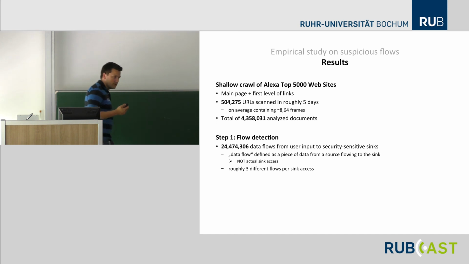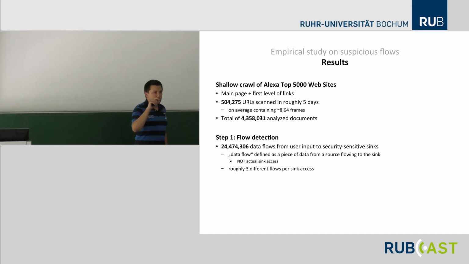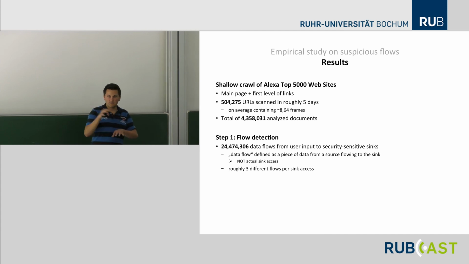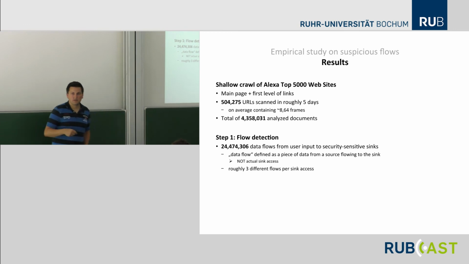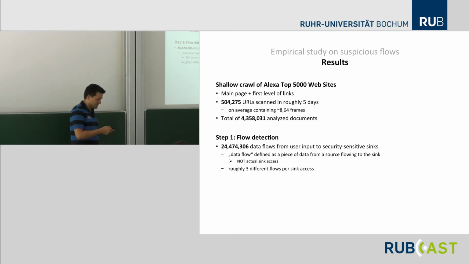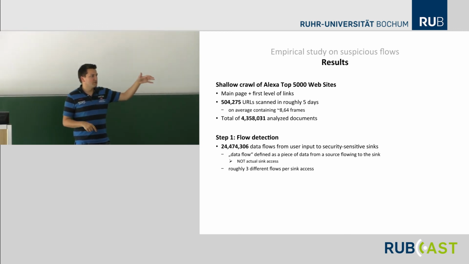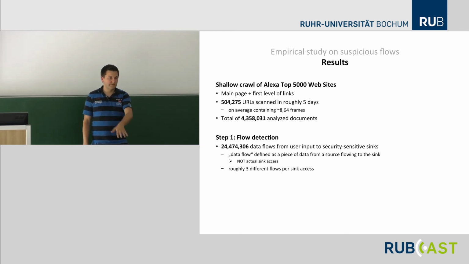So we crawled the Alexa top 5,000 websites, and we followed all the links on the page. Nothing else, just the anchor tags. With that, we found about 500,000 URLs that we visited with our patched Chrome, the extension and the crawler. In total, we found roughly on average 8.6 frames on each website. So we analyzed about 4 million documents with our engine, and in these 4 million documents, we found 24 million suspicious data flows. So it's about 24 million flows that were coming from user input and ending up in a suspicious function.